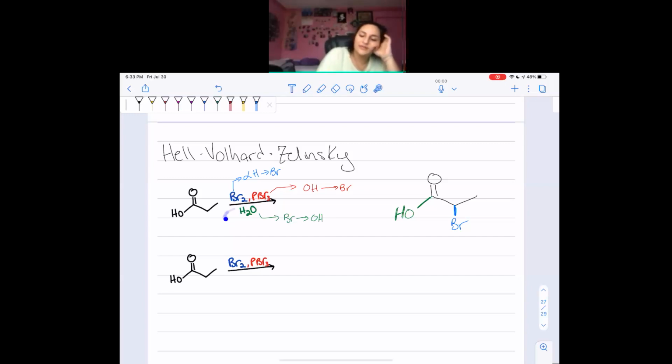In an example where we don't have any H2O present, we are actually going to stick with 2 Brs. So we get this. So if we have H2O, it turns into this. If we don't have H2O, it stays like this.